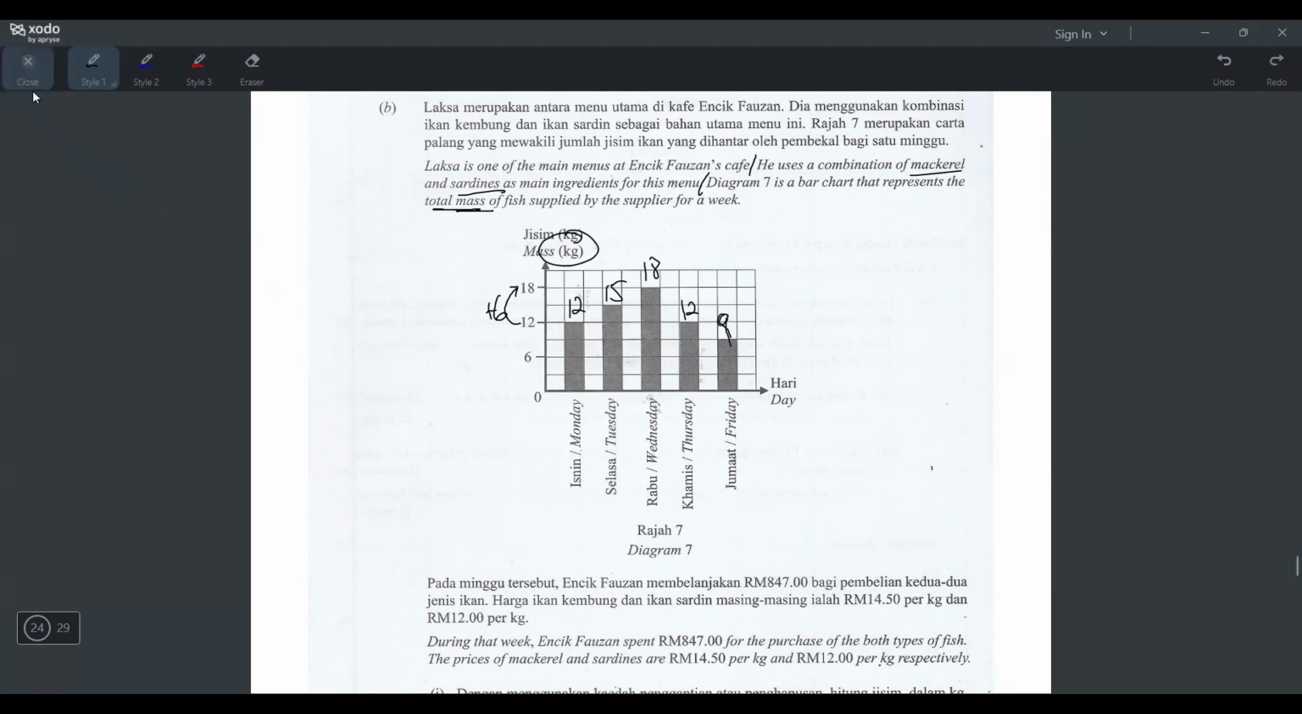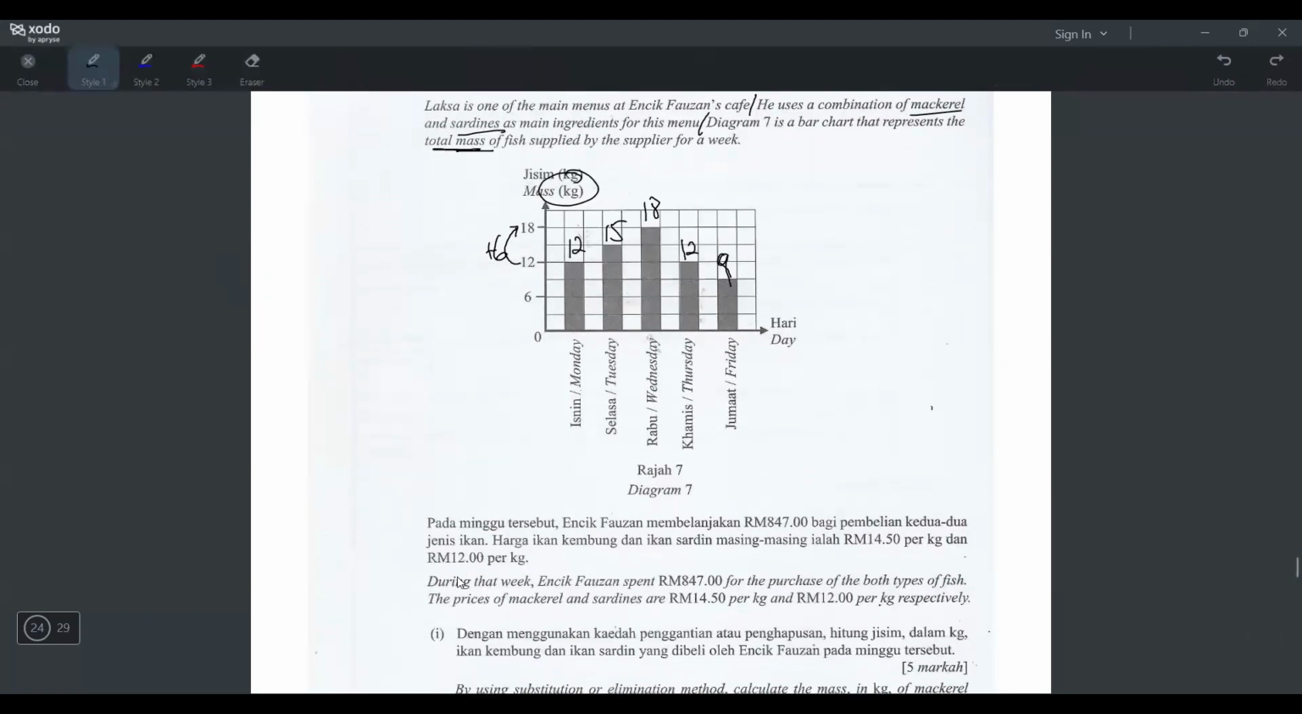Okay, what else? What does it say down here? During that week, Encik Fauzan spent 847 ringgit. Okay, can you tell me if you tambah semua ni, you dapat apa? You dapat total mass, right? Yeah, because everything here represents mass. Berat, jisim. But this one is RM, right? Okay, so what does it say? Spend 847 for the purchase of both types of fish, okay? The price of mackerel and sardine is 14 ringgit 50 cent per kg, 12 ringgit per kg, right?